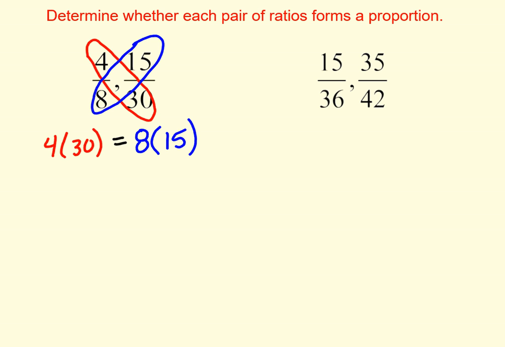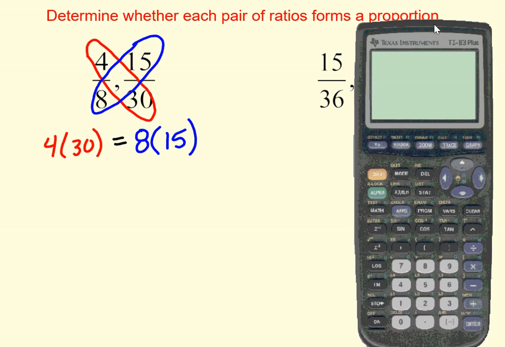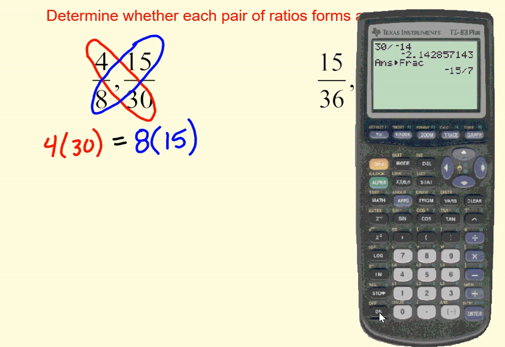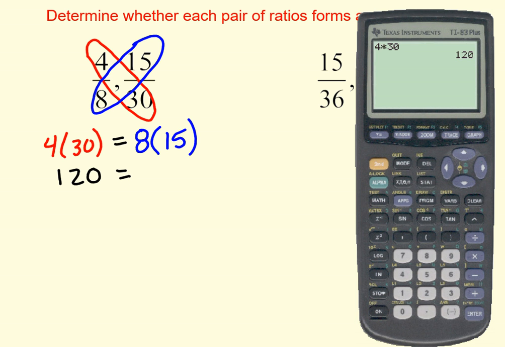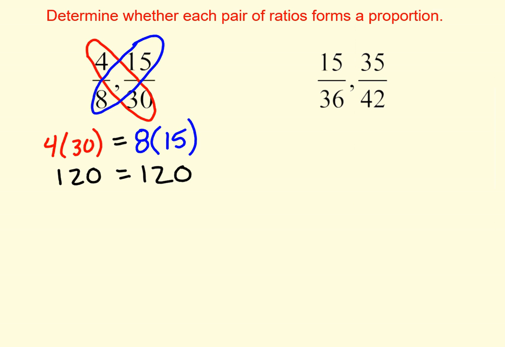Now, using our calculator, we can test this out. So we say 4 times 30 is 120. And then we have 8 times 15, which is 120. So we would say that that works. So we would say that this is a proportion.